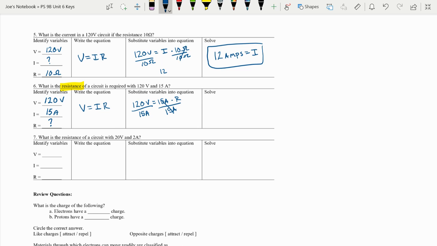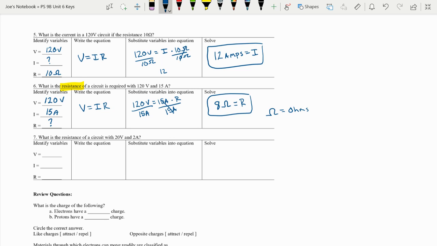When you take 120 divided by 15, you get an answer of 8. So our answer, 8 ohms equals R. And remember, the omega symbol equals the same as ohms.